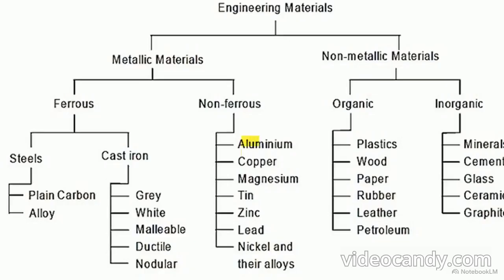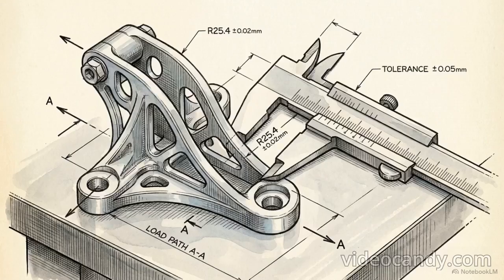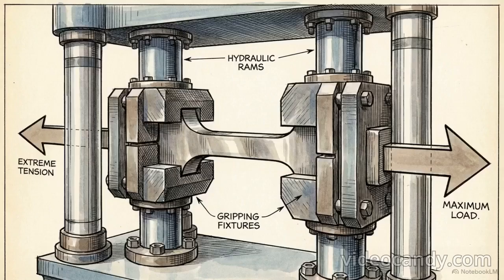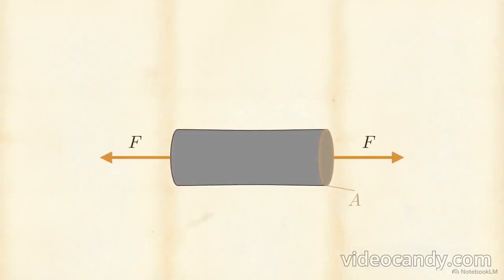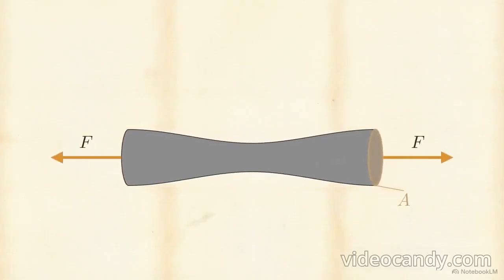Non-ferrous metals, shown on the right side of this taxonomy, contain absolutely no iron. These metals, including aluminum, copper, and zinc, are not attracted to magnets and do not rust in the same way ferrous metals do when exposed to moisture. A material's exact position on this taxonomy defines the mechanical limits of how it can be shaped and utilized. These classifications translate into measurable mechanical behaviors when a material is subjected to industrial loads.